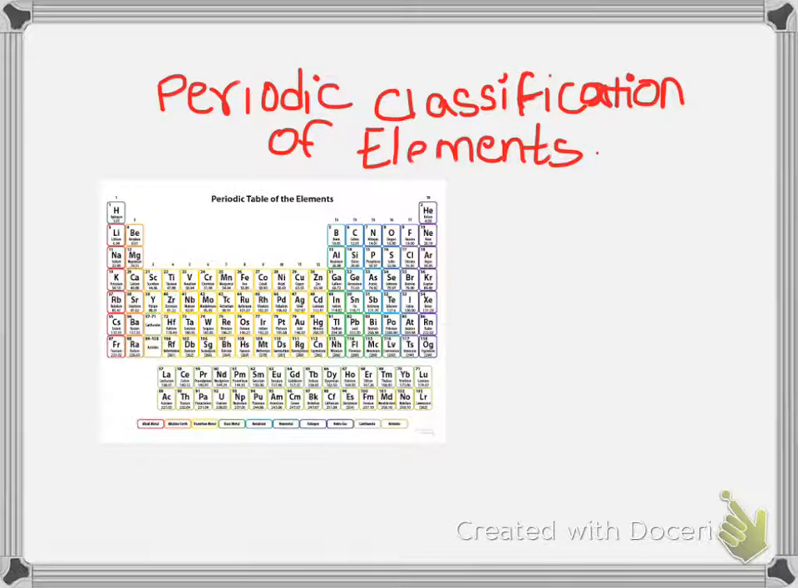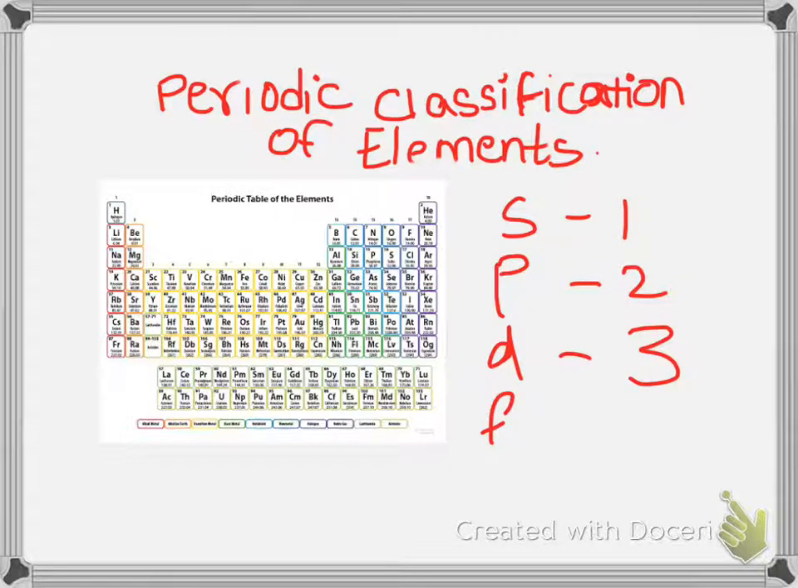Before we go to the classification of elements, you need to know about the four subshells S, P, D, F. The S subshell is only for the K shell. The L shell contains two subshells, S and P. The third, M shell contains the D subshell, and F is in the last, N shell. Like this. Now let's go to the classification of elements.